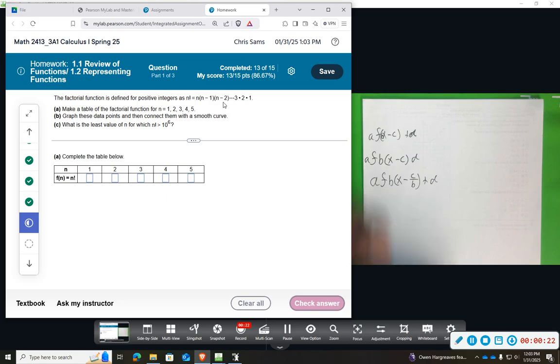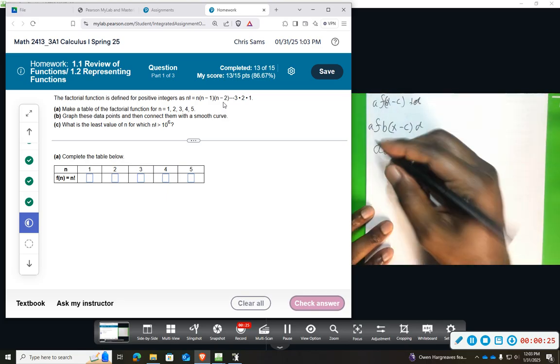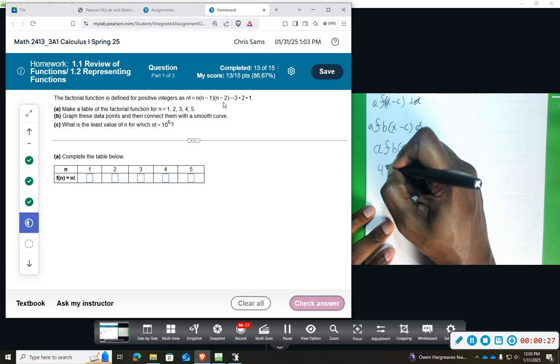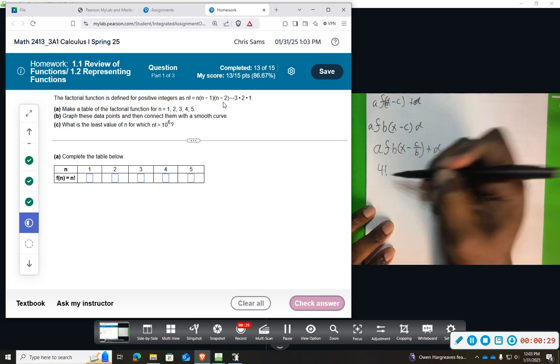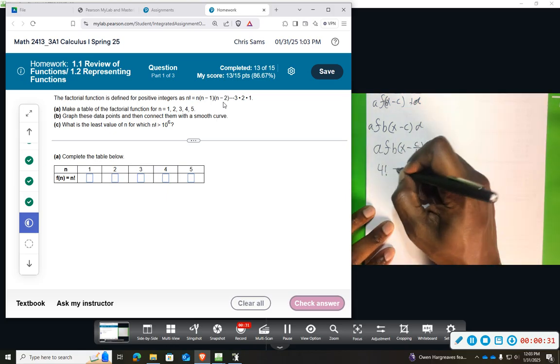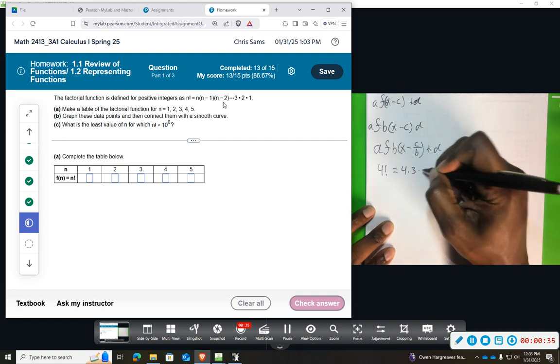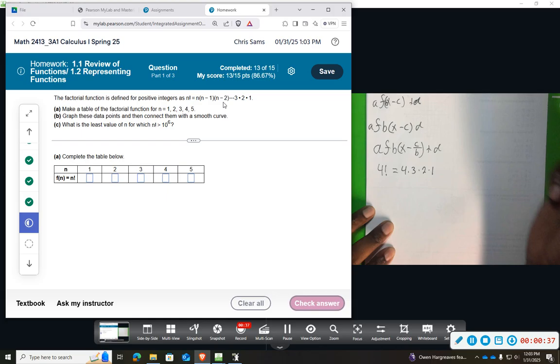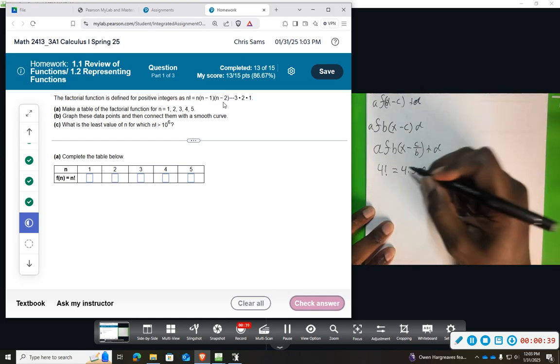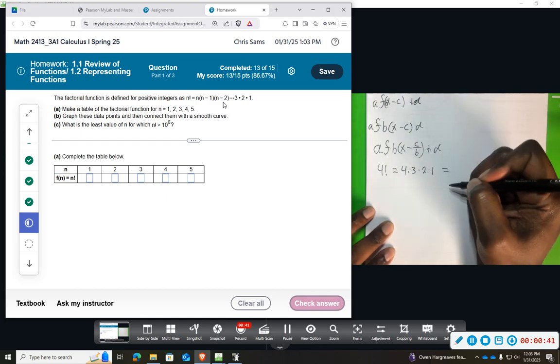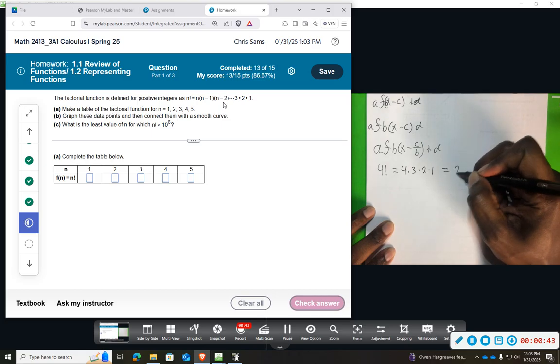So for example, if I start out with 4 factorial, it looks like an exclamation point, but in math we call that a factorial. How you solve that, you would do 4 times 3 times 2 times 1. And if you multiply that, 4 times 3 is 12, times 2 is 24, times 1 will still get you 24.